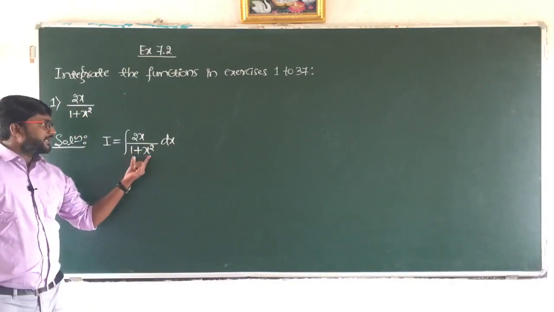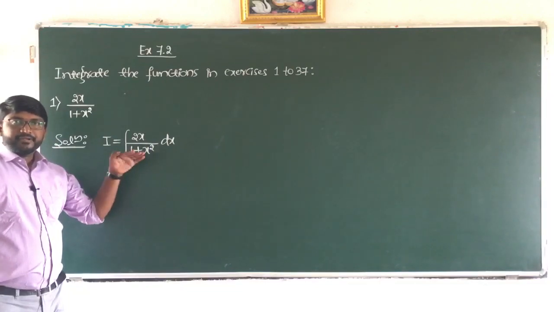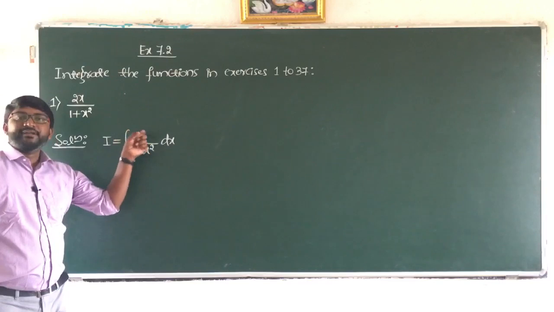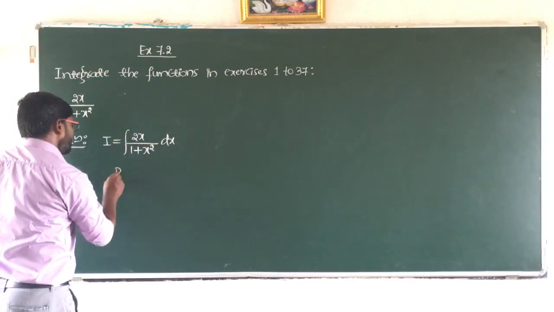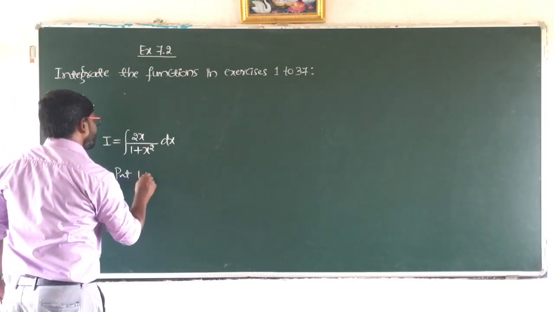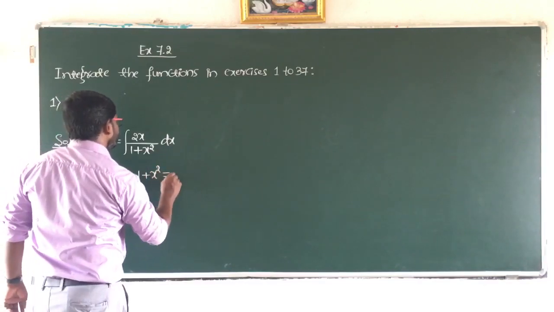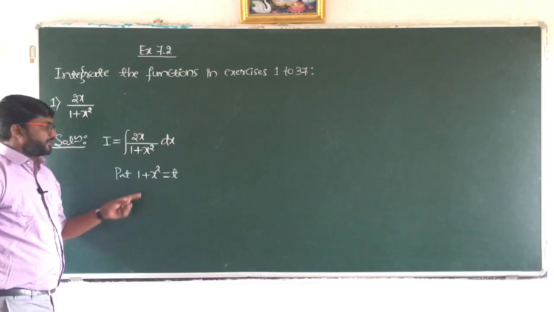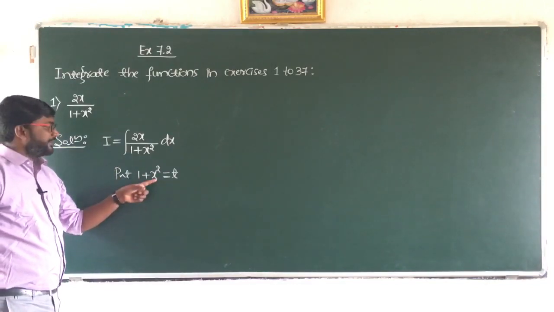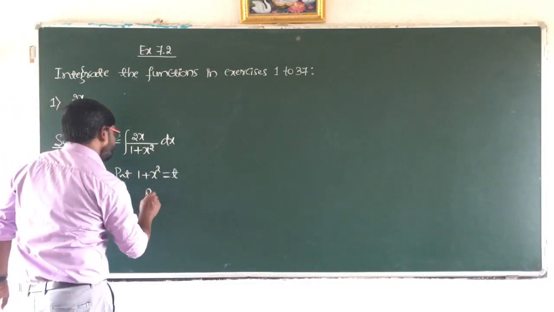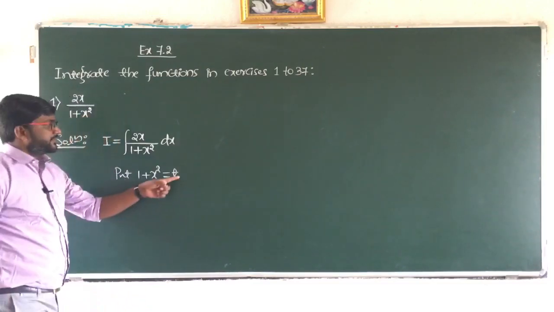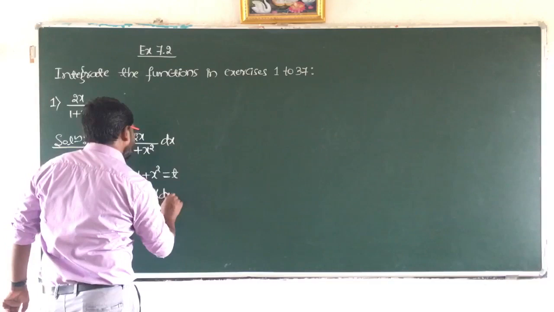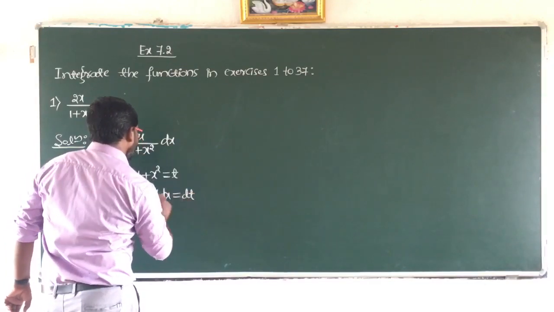Now take the denominator as t. If you differentiate it, you have the derivative in the numerator. So now put 1 plus x square is equal to t. Now differentiate both the sides with respect to x. Now derivative of 1 will be 0, derivative of x square will be 2x, which is equal to dt by dx. Take dx to the LHS now. 2x dx is equal to dt.